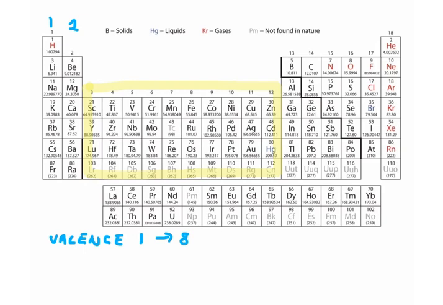the boron family has 3 valence electrons, carbon 4, nitrogen 5, oxygen 6, halogen 7, and noble gases 8. And that's simply the number of valence electrons. It's a number from 1 to 8. Count the columns and skip the transition metals.